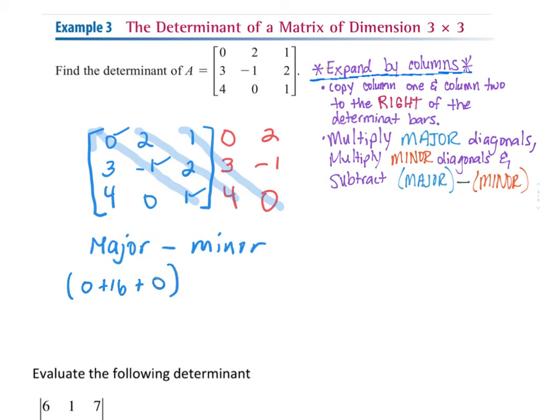Okay. Now I'm going to say minus, and here are my three minors. Do you see how I created three diagonals? You guys see that? There's three numbers in each diagonal.